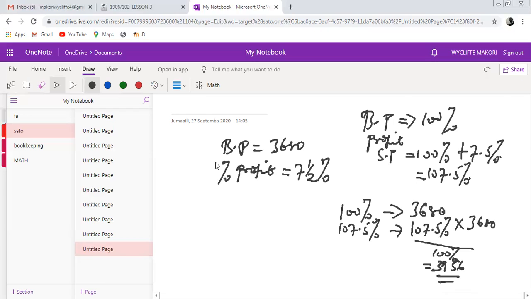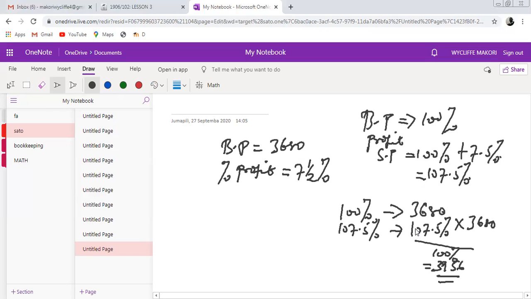So it's actually a matter of playing around with this. If you are given the buying price, then you have been given the 100%. If profit was made, then you are looking for 100 plus that percentage profit. And now you can calculate the selling price by saying, if 100% is equivalent to this, what about the percentage of the selling price? How much is it going to be equivalent to?